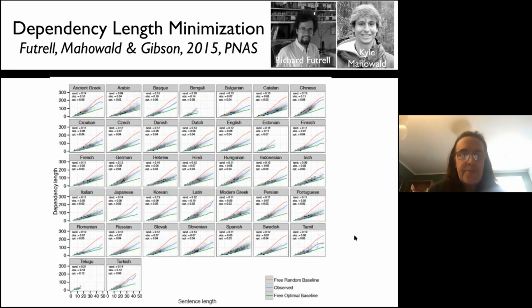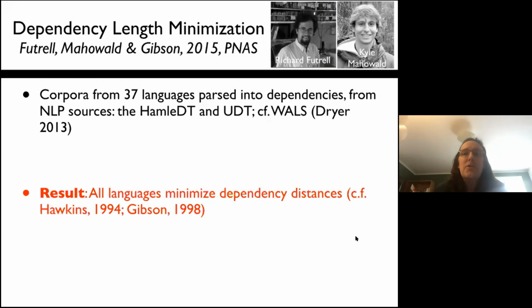So we looked at 37 languages and we got this generalization across, I think it was 10 families, all the same result across all of them. So they all minimize dependency distance. An interesting question that comes up is, is it because of use? Or is it because of the grammars? And it's actually probably both. The example I showed you before was about use.